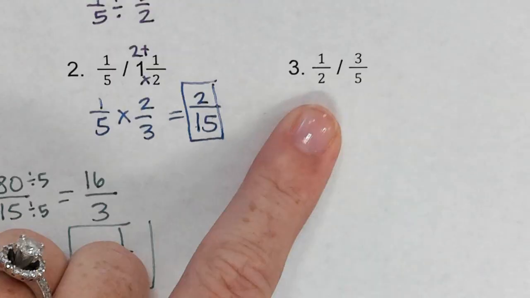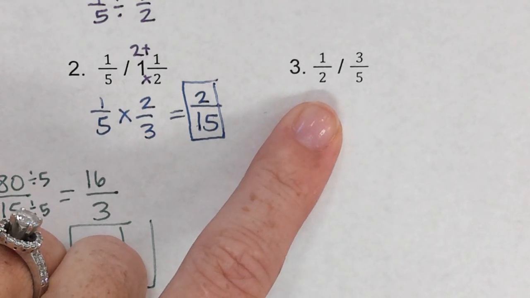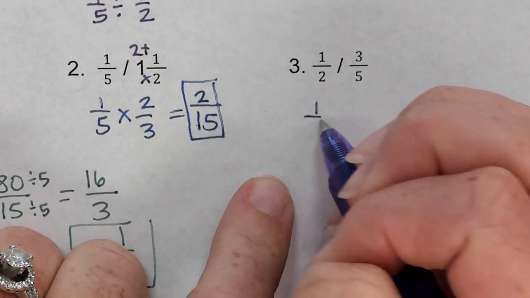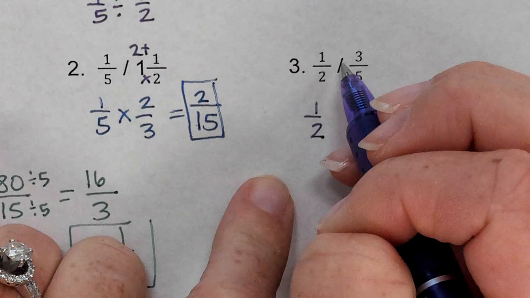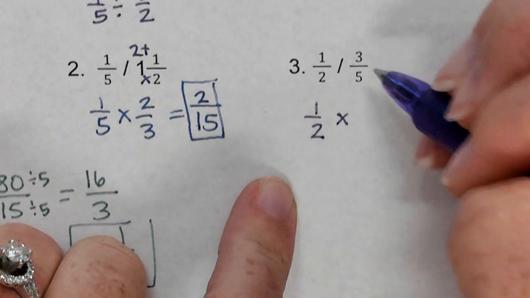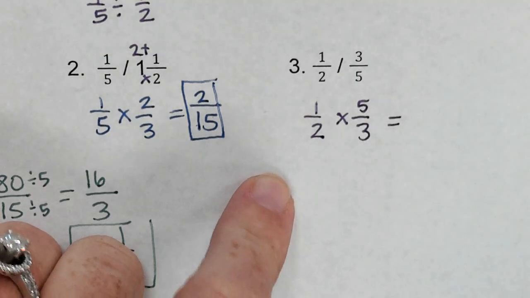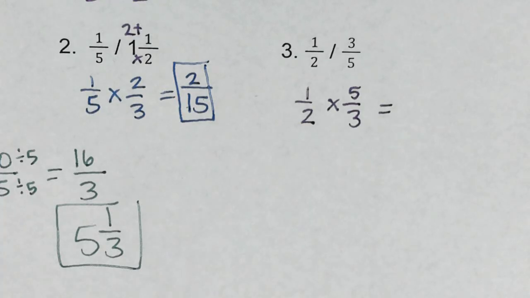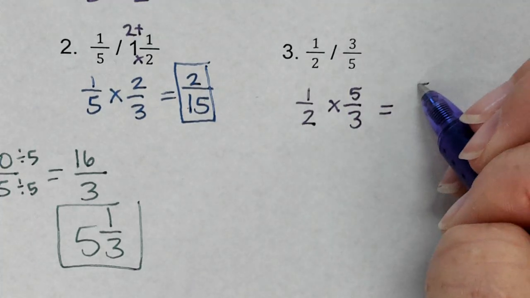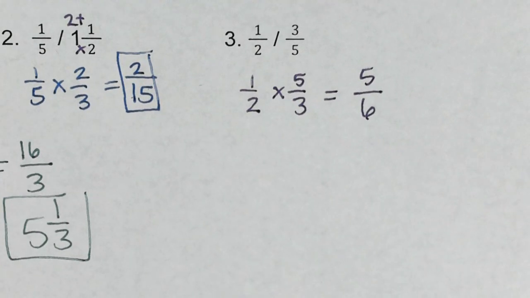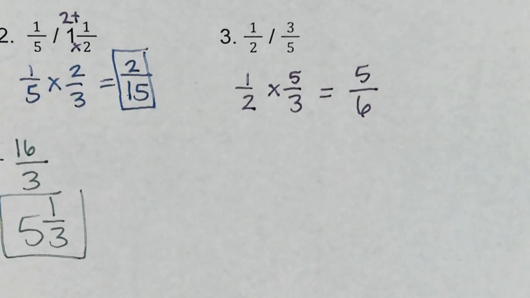Okay? So I'm going to move to this one. Do I need to do around the world? Do I need to keep, change, flip? I'm going to do 1/2, change the division sign to multiplication. And what is the reciprocal of 3/5? 5/3. How do you multiply fractions? Straight across. 1 times 5 is 5. 2 times 3 is 6. Okay. Can you simplify this? Is it a proper fraction? Remember, if it's improper, then the top number is bigger, then you have to make it mixed, but it's not.